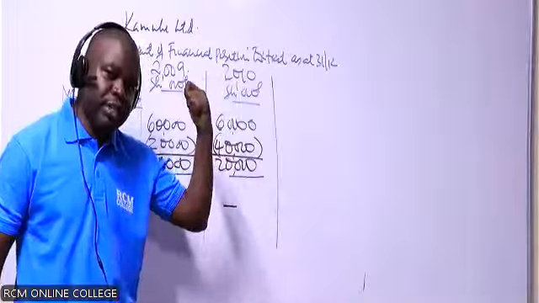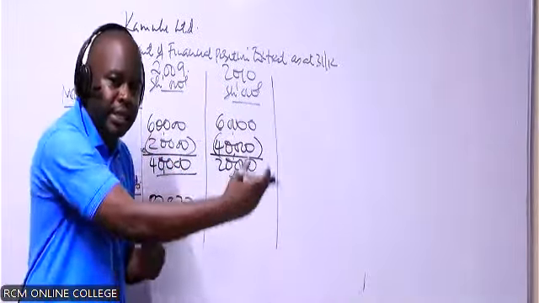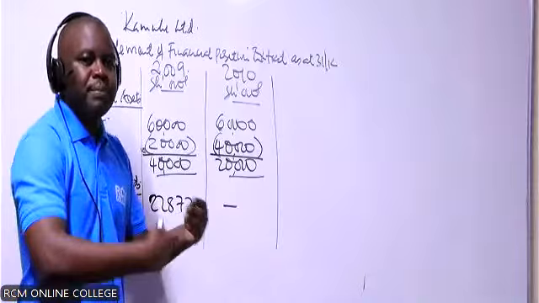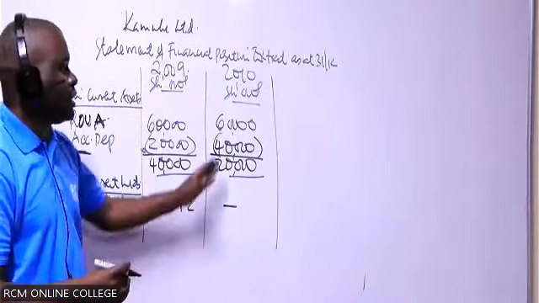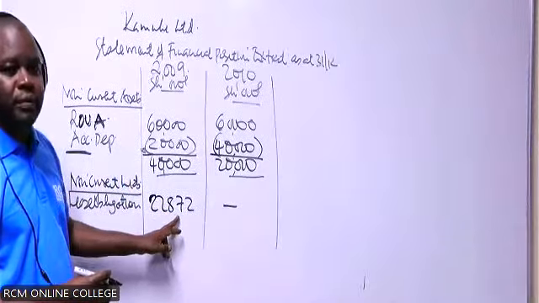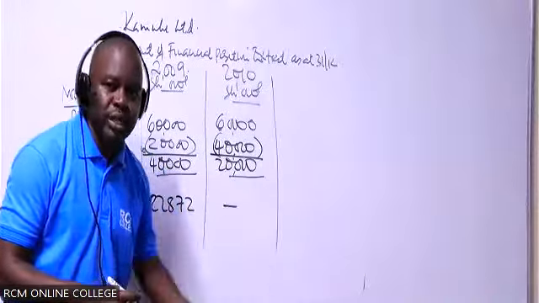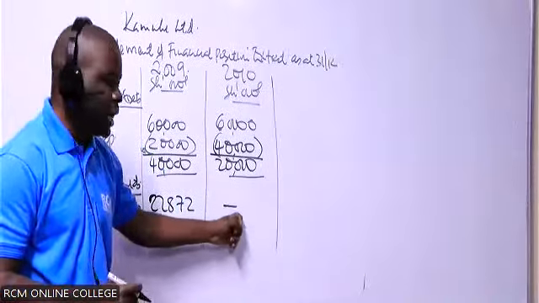Kwa ile schedule yetu tumetengeneza third. Tumesema tuna pick the subsequent year, the balance carried down in the subsequent year. So in the first year, the balance carried down 22,872 inakuja hapa. In the 2010, the third year hakuna kitu. Tunaweka tu dash.